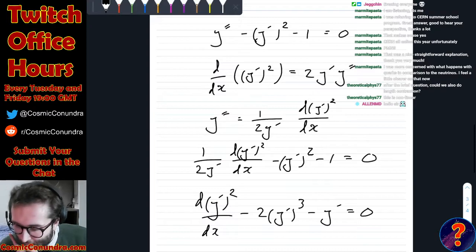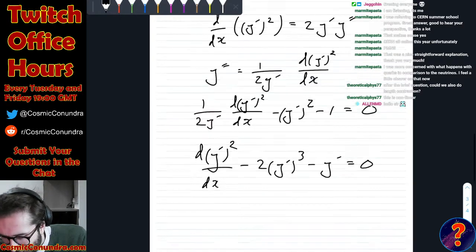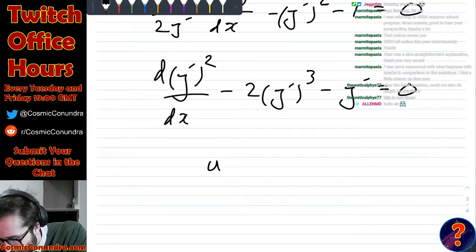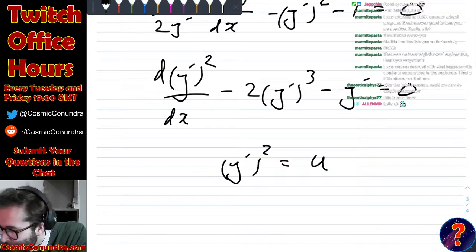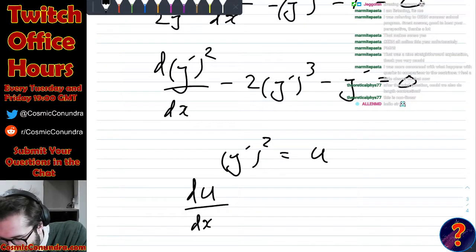Does anyone else have any ideas how you could solve this differential equation? I mean, we basically just got a substitution where we've replaced what we're thinking about as y. Oh no, wait. Oh no, this is fine. Sorry, I'm being really slow today. So all we're saying is that y prime squared is equal to u as a new variable. So we just have du dx minus 2.